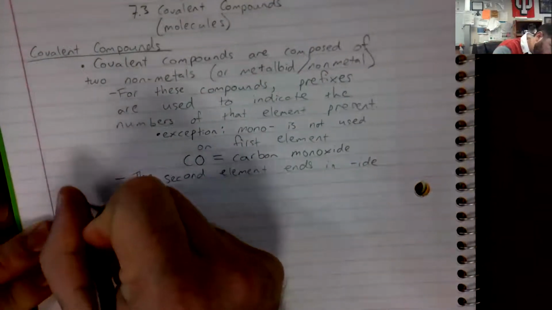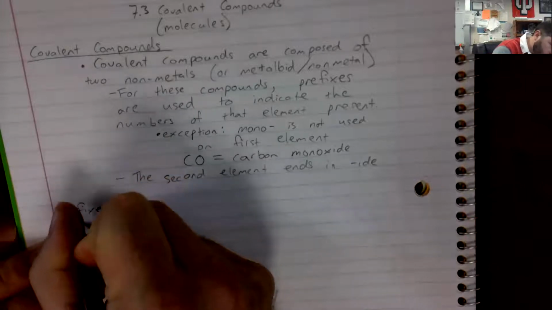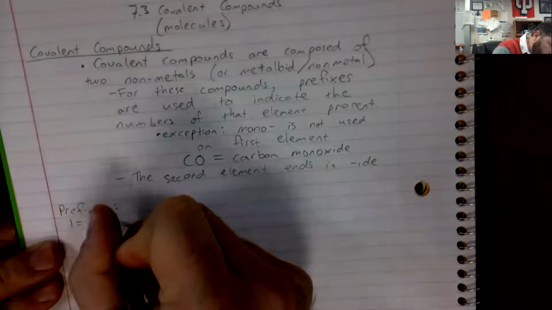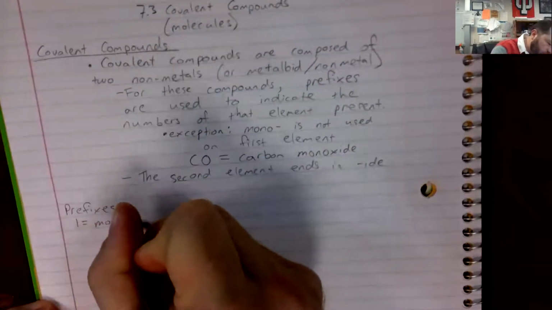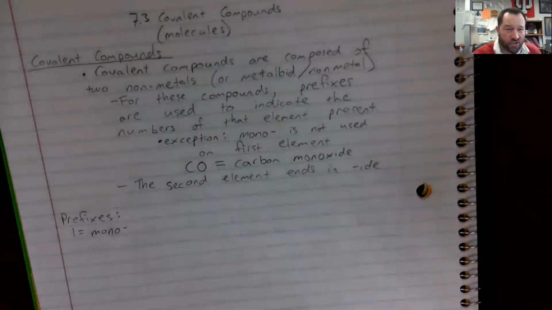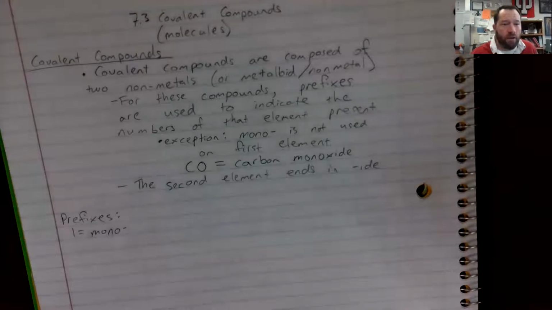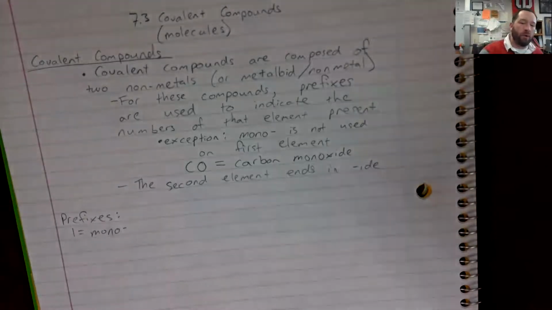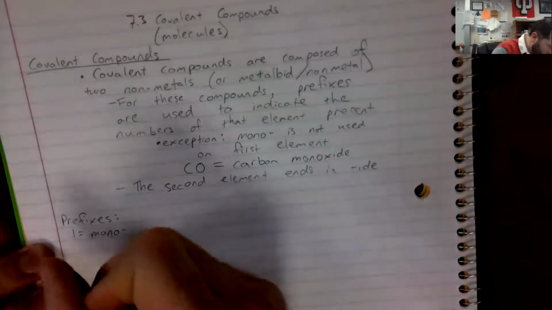All right, without further ado, let's get to the prefixes. 1, hey, we just discussed 1. 1 is mono. Now with these prefixes, yes, you're going to need to learn them. You're going to need to study them a little bit. But here's the nice part. You probably already know a lot of them, if not most of them. So if you just focus on the ones that you don't know, you'll be in good shape and you'll learn them in no time flat.